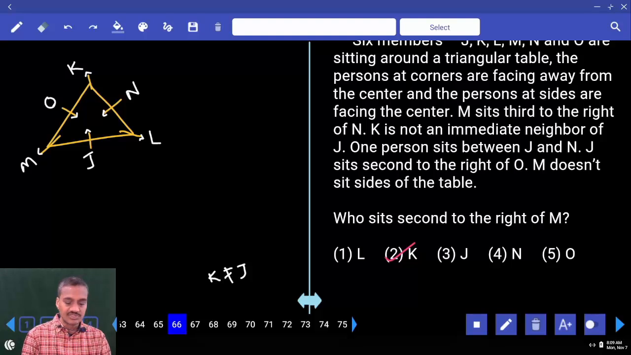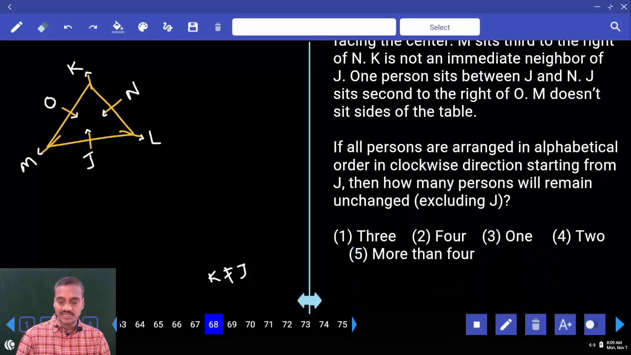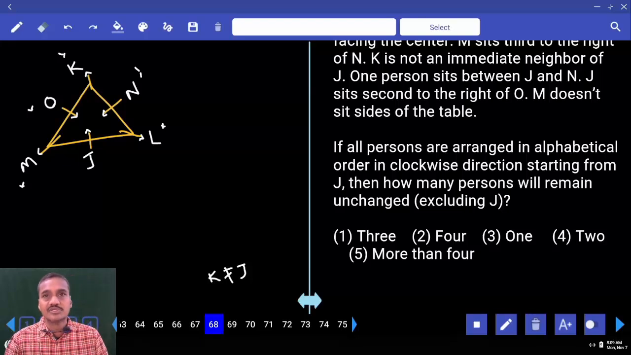Then next one, 67. How many persons sit in between N and L when counted from the left of N? Left of N, in between N and L, there is no person. That is choice 4, no one. And 68, if all the persons are arranged in alphabetical order clockwise starting from J, then how many persons will remain unchanged? Starting from J: J, K, L, M, N, O. Does any person remain at the same place? No, none. Hence, none.